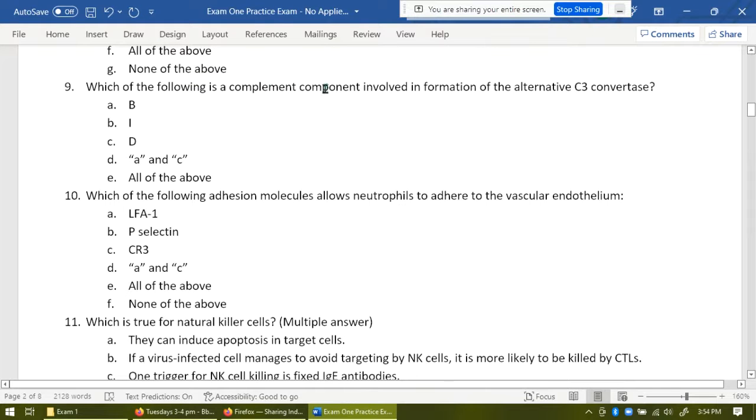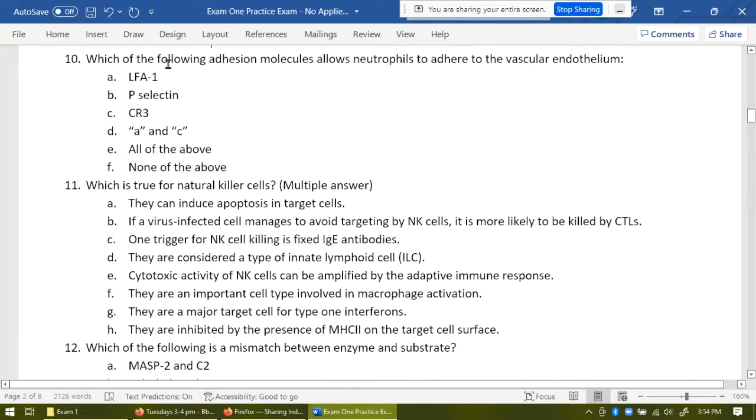Which of the following is a complement component involved in the formation of the alternative pathway C3 convertase? Factor B, factor I, factor D. Well, factor B is certainly involved. It binds to C3b, and then it gets cleaved by factor D into big B, little b. So this one's going to be A and C. Factor I is a breakdown protein. It cleaves C3b into inactive components. So it's involved in breakdown of complement and regulation of complement, not in formation of the convertase.